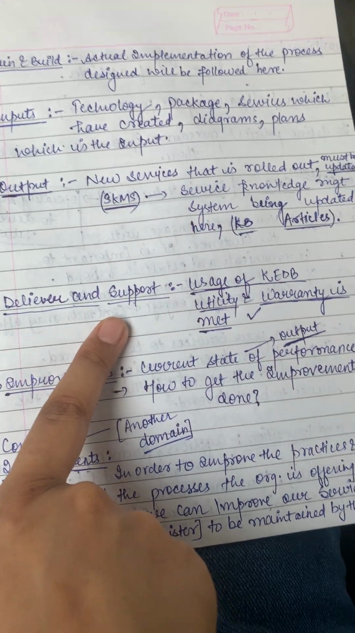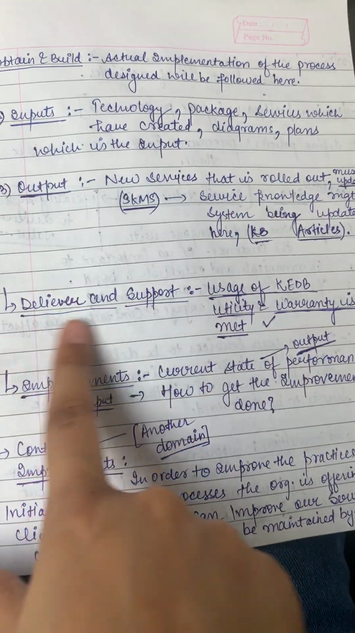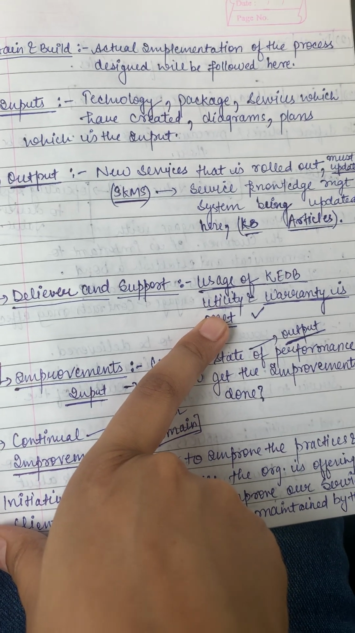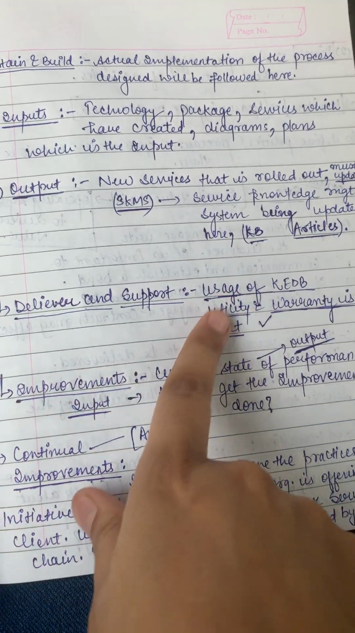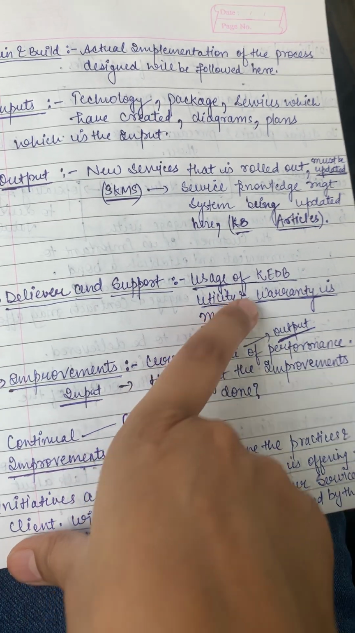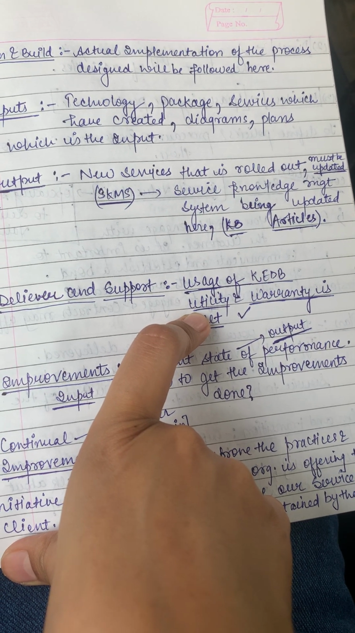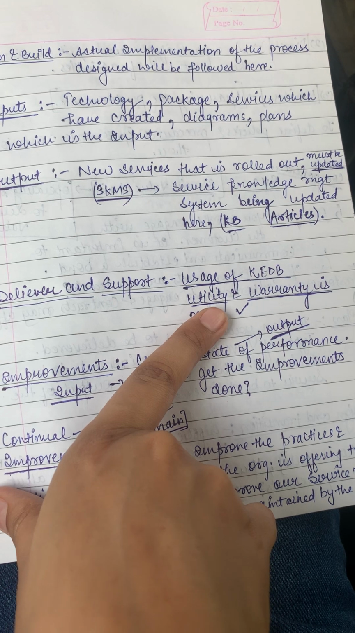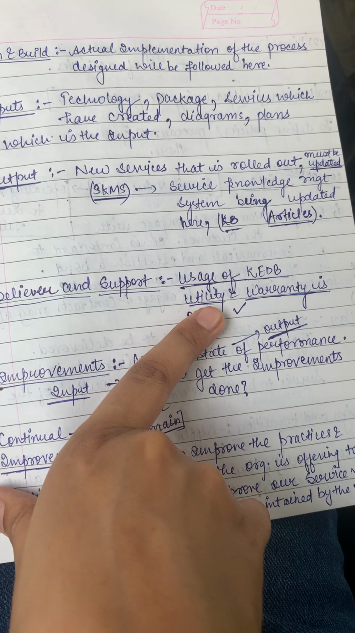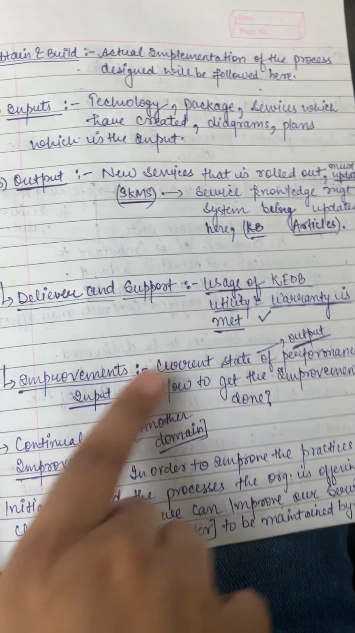Another point is deliver and support: usage of KEDB, and utility and warranty are met. Deliver and support is nothing but when there is usage of the known error database or knowledge articles, and utility and warranty are met here. We already discussed utility and warranty. Utility is whatever services you are providing, and warranty is the consistency of it and what the continuity of it is. Continuity is about whether it is breaking in between, and whether that is proper or not.